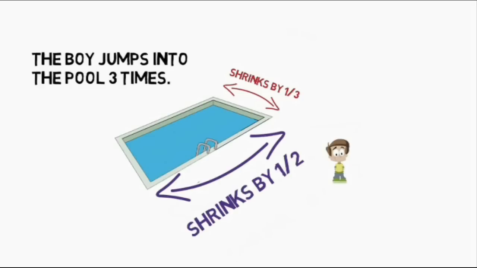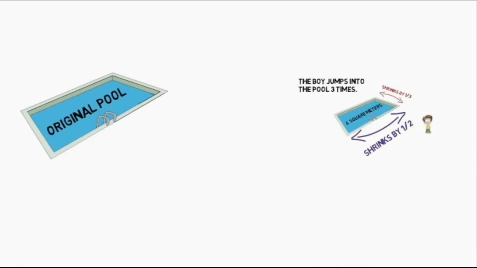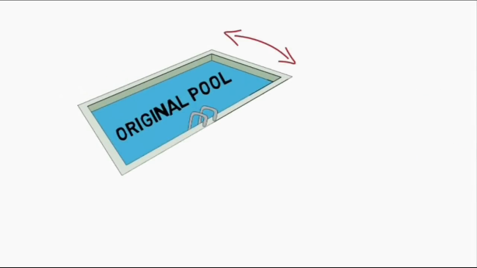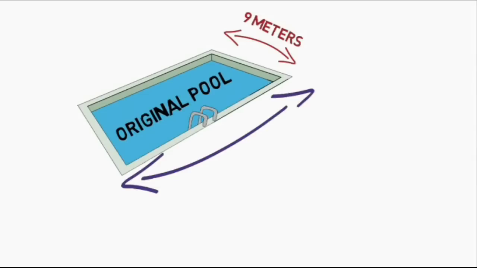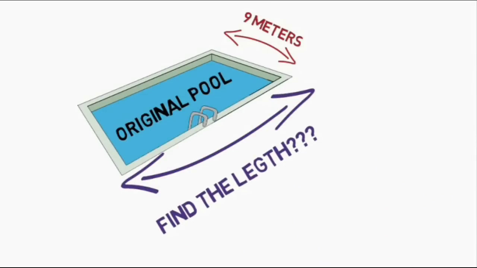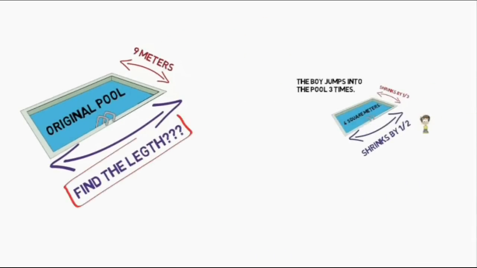And at the end of the day, after he's jumped in the pool 3 times, the final area of the pool is a total of 4 square meters. So we know the final area of the pool is 4 square meters, and we also are given the original width of the pool. The original width is equal to 9 meters. And the question for this video is, find the original length of the pool.